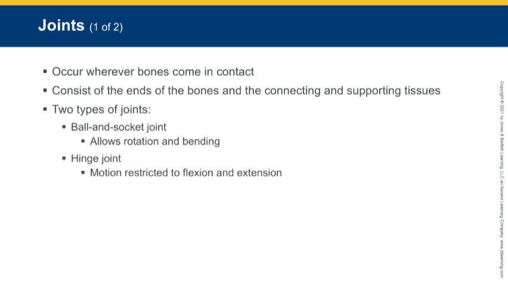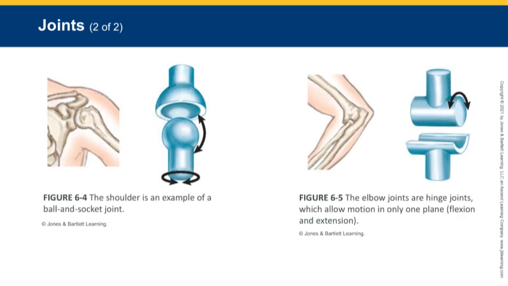Joints occur wherever bones come in contact and consist of the ends of the bones and the connecting tissues. There are two types of joints: ball and socket joints and hinge joints. Here are examples of ball and socket and hinge joints, such as the shoulder and elbow.